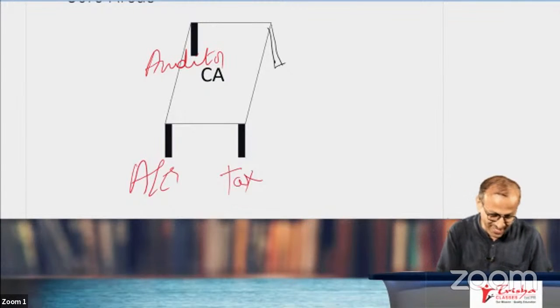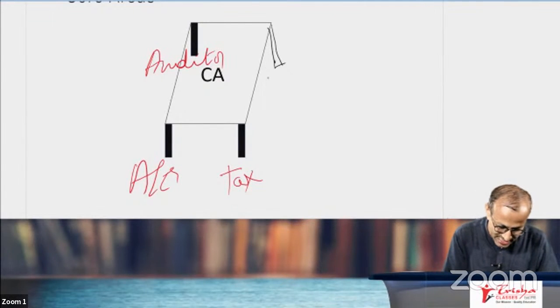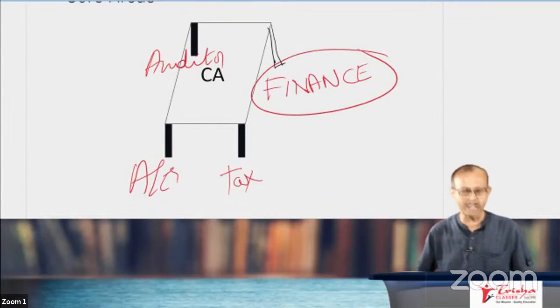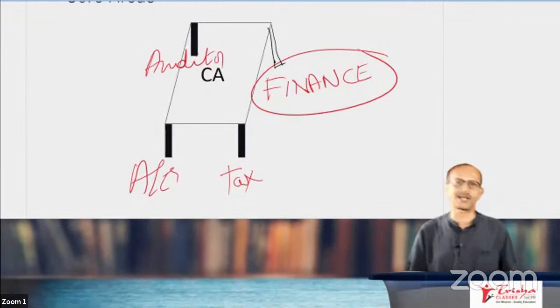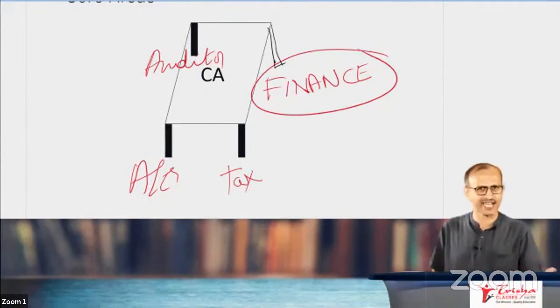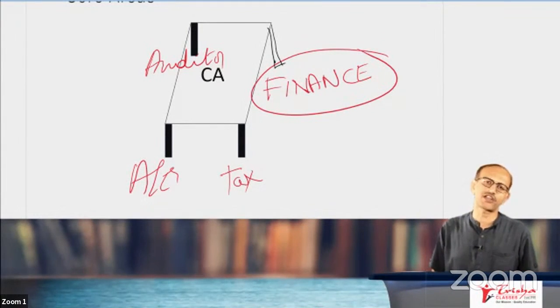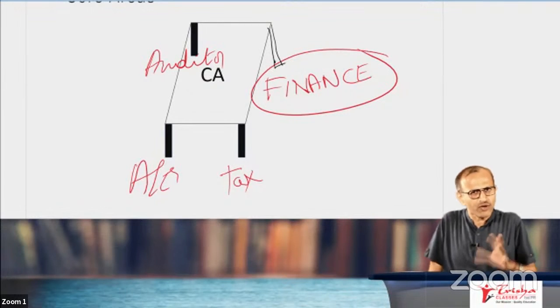So jokes apart, coming back, finance is what I expect you to learn, not just for 100 marks. That is there, however, you have to learn it in inter, you have to learn it in final. Here it comes as 60 marks, then you have another paper for CA final. But beyond that, you have to learn.